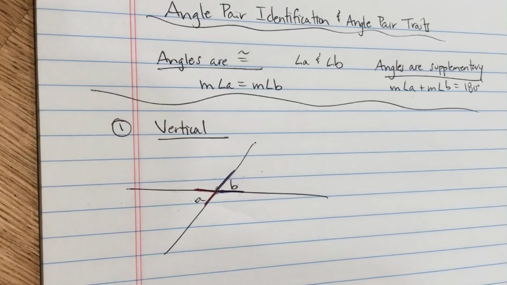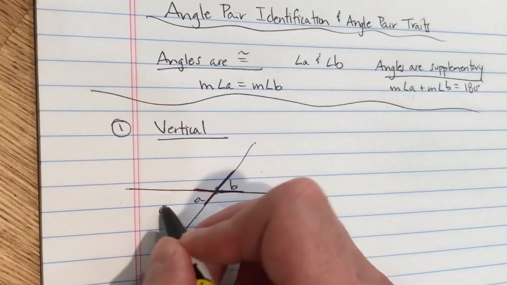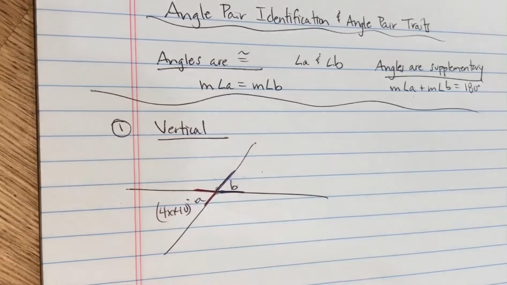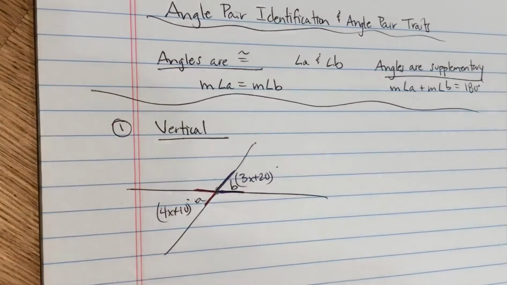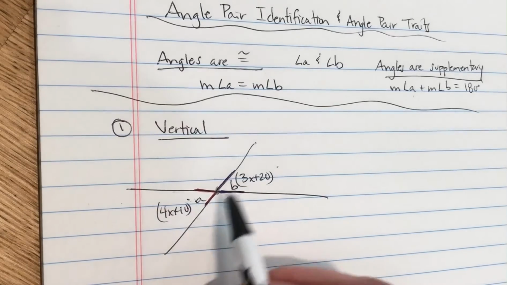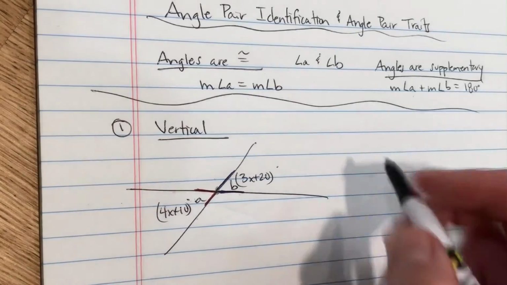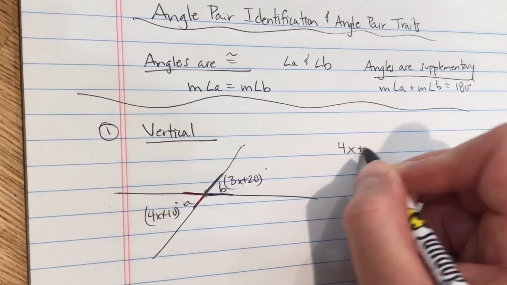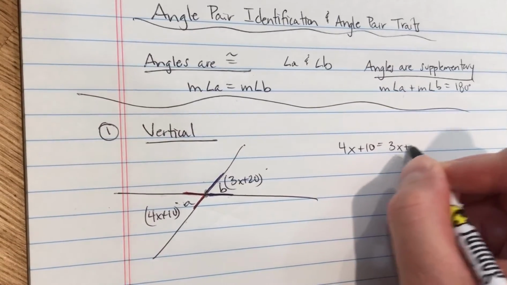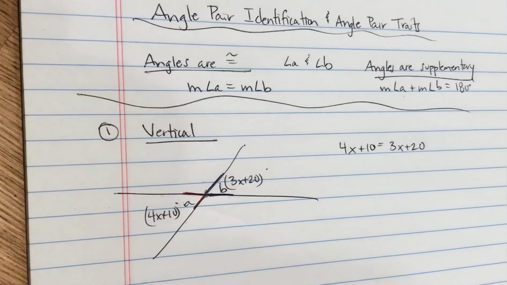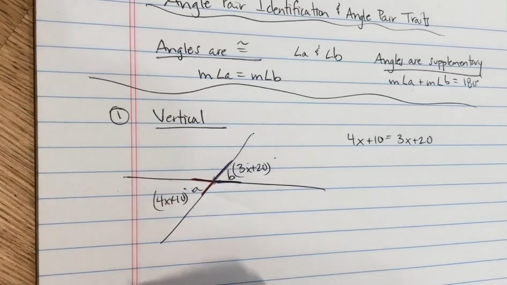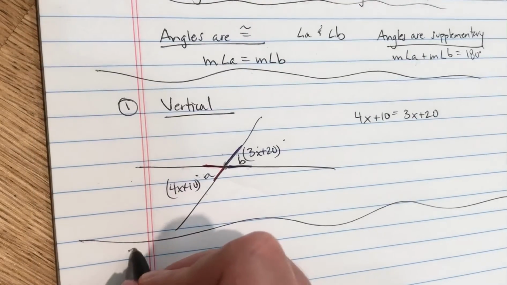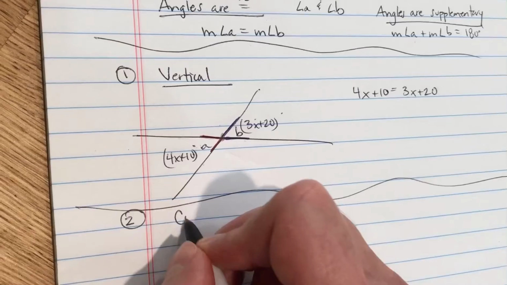If we had an algebraic expression for angle A that was 4x plus 10 degrees, and an algebraic expression for B that was 3x plus 20 degrees, the equation that we could create based off the characteristic of the angle measures of vertical angles is 4x plus 10 equals 3x plus 20. Then you can solve that to get what x equals, substitute it back in, and then you can get the measure of each angle. So that's vertical angles. Next up, let's talk about corresponding angles.